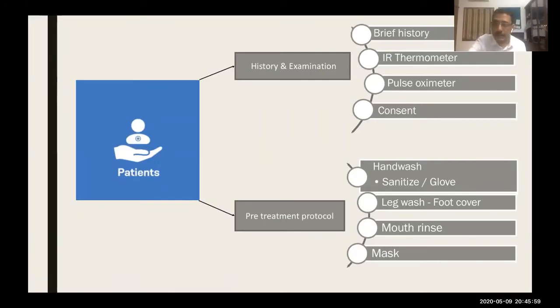Next is the brief history, thermometer, and pulse oximeter. We will take the pulse oximeter as one of the important tests for allowing the patient to come in. And of course, consent is just to get us safe.